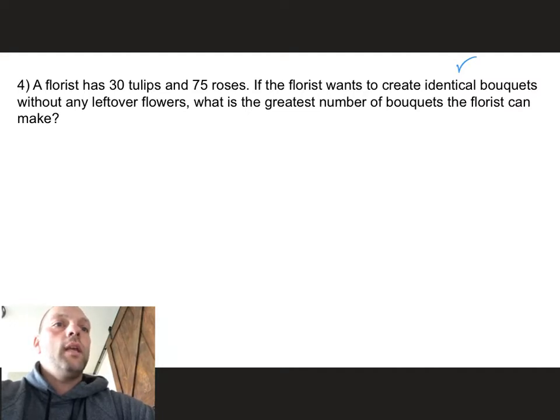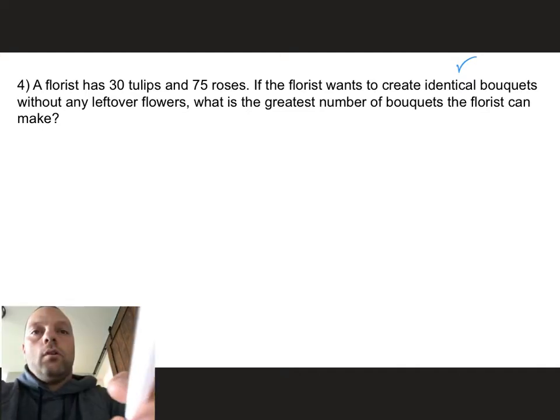Again, I just want to make sure I understand what the question is asking here. What is the greatest number of bouquets the florist can make? So the florist is going to make some bouquets. I want to know how many they can make with the given number of flowers.